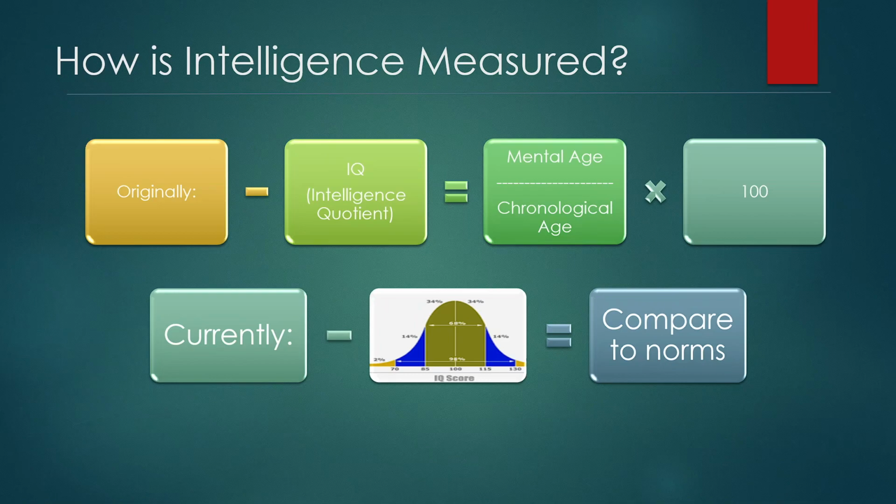So you don't have to get every question right. You don't have to be perfect on an IQ test. You just score like other people, and then we figure out what that number is.